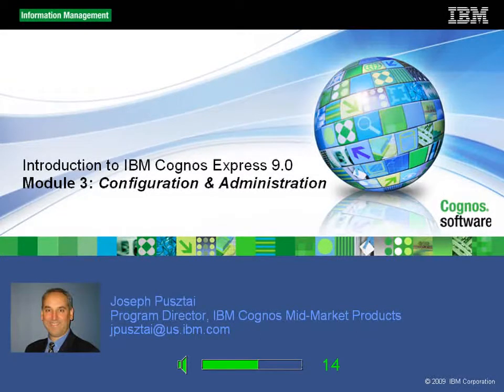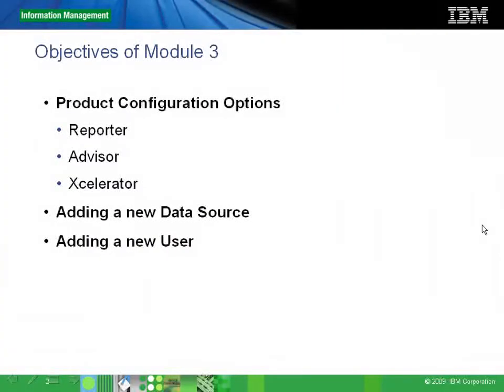In this module, we're going to talk a little bit about configuring and administering the IBM Cognos Express environment. So our goals here today are to look at the different configuration options within the individual products of Express: Express Reporter, Express Advisor, Express Accelerator, how to add a new data source to the Express Manager environment, as well as how to add and configure a new user to the Express Manager environment.